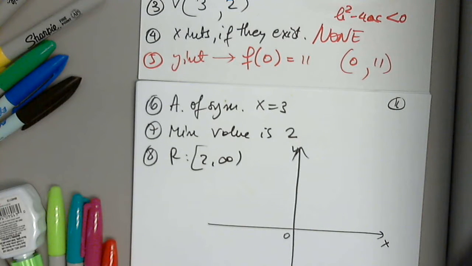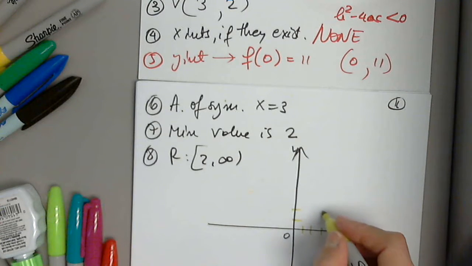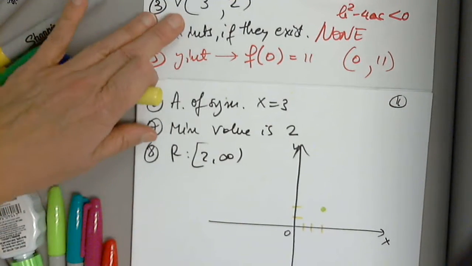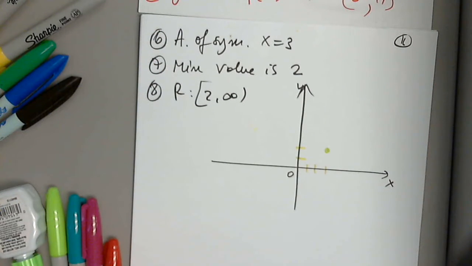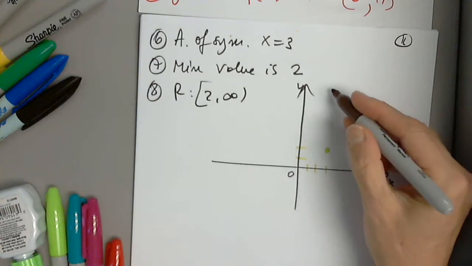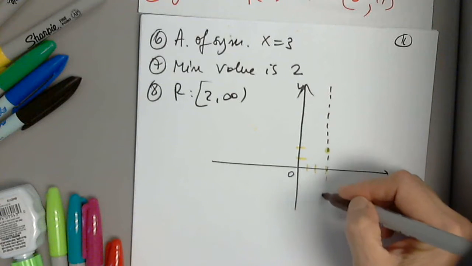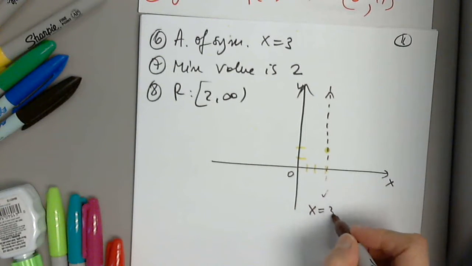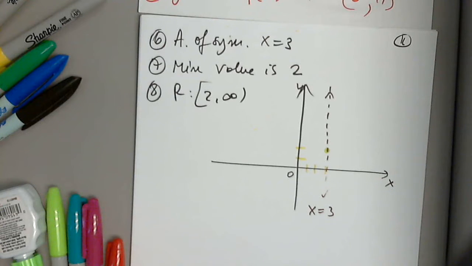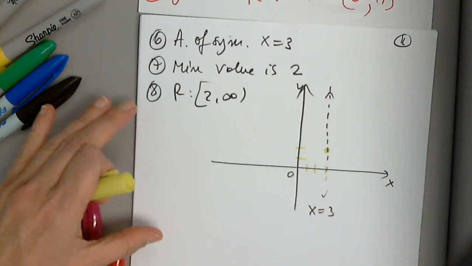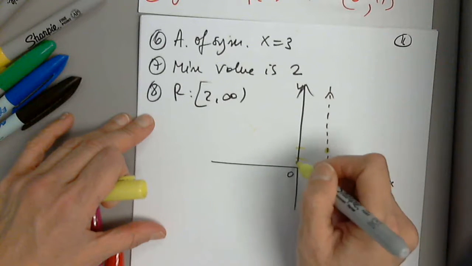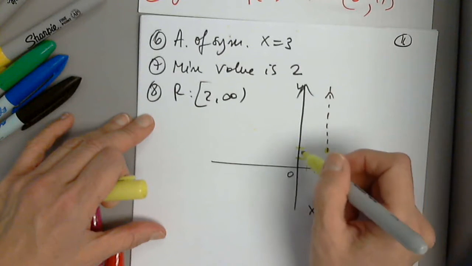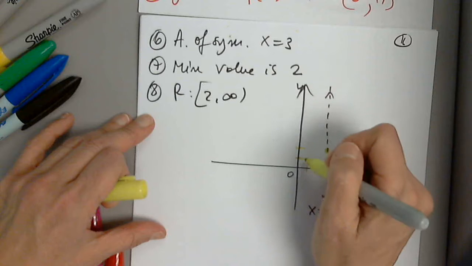We start by plotting the vertex. 1, 2, 3, 1, 2. We have to draw the axis of symmetry, although it's not part of the graph. It will only help us keep the graph symmetric. X equals 3 again. And now, 0, 11. Oh, no, I'm going to change the scale here. Oh, I can't right now because I put 2 here.